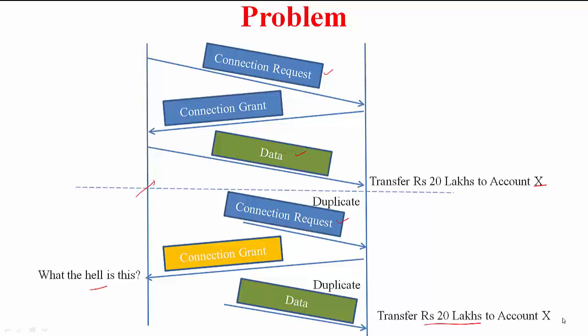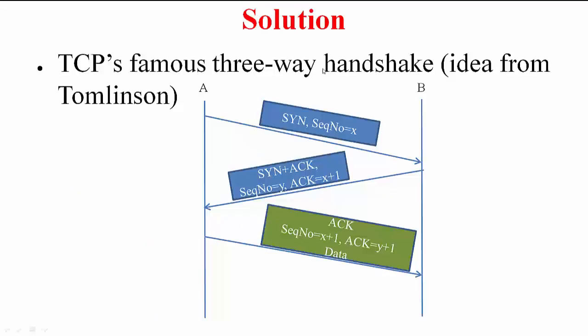So what is the solution? It's a bit tricky, but nonetheless, think of how you can solve this problem. Originally, the TCP implementations did exactly this, but then this problem arose and later they changed the implementation. So here is the solution. The famous three-way handshake of TCP.